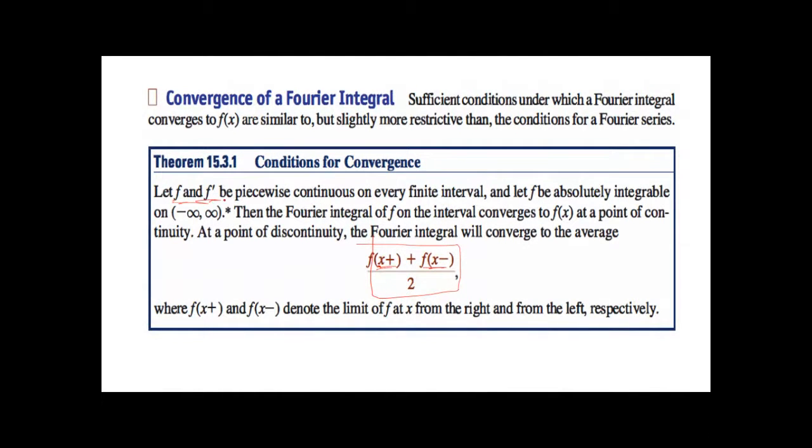Here f and its derivative must be piecewise continuous on every interval, and let f be absolutely integrable in the interval. Then the Fourier integral of f on the interval converges to f of x at a point of continuity. At a point of discontinuity, the Fourier integral will converge to this average. So this is all about the point of discontinuity. For a point of continuity, it always converges. It doesn't matter what case it is.